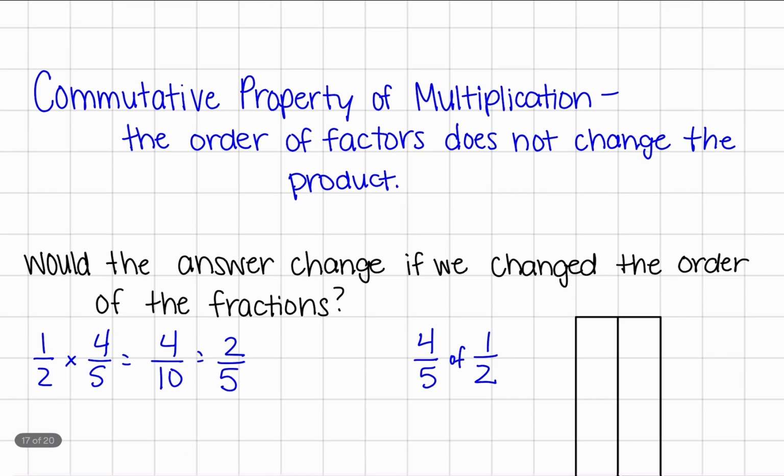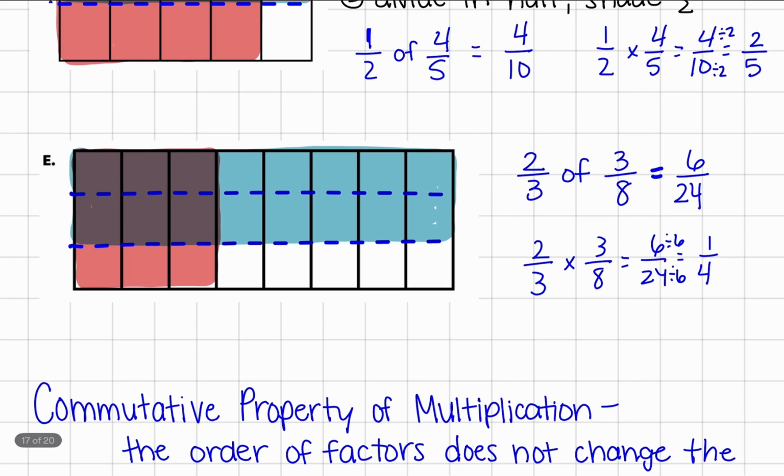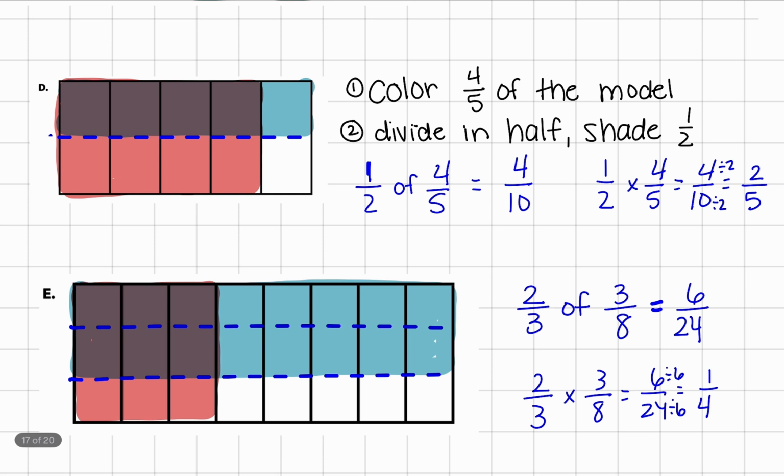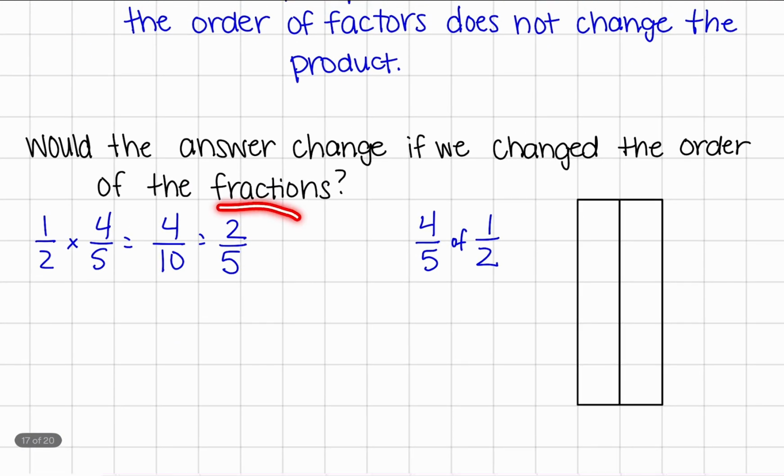All right. Let's look at the commutative property of multiplication. We learned this when we were learning multiplication facts, but the commutative property just tells us that the order of factors does not change the product. So let's look at if the answer would change if we change the order of the fractions. Up here, we did 1/2 of 4/5, right? 1/2 of 4/5 equals 4/10. So I just brought that down here. 1/2 of 4/5 equals 4/10, which equals 2/5.